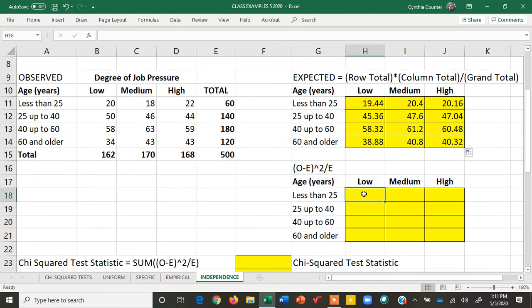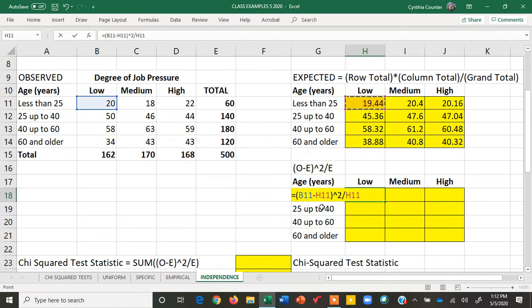So let's do that. This is going to be even easier to write a formula because every cell value will change. So for low, I take my observed low minus my expected low, compute that difference by putting parentheses around it, and raise it to the second power to square it, and then divide by the expected to get this formula here.